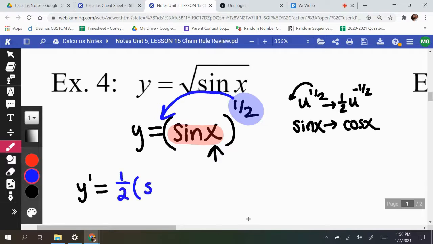Okay, so when I write the derivative, we take the derivative of the outer part first, so the 1/2 would come down. Sine stays the same, right? Sine x stays the same. We subtract 1 from the exponent, so we get negative 1/2. And that completes the derivative of the outer function. Then I have to multiply by the derivative of the inner function, which is going to be cosine x.